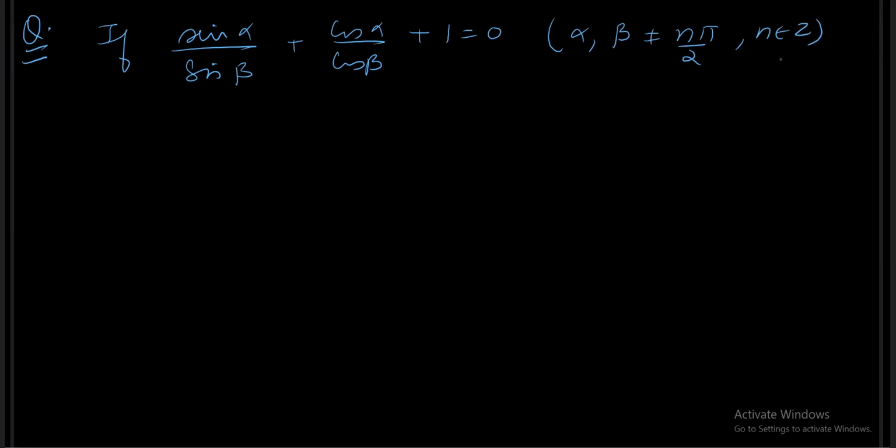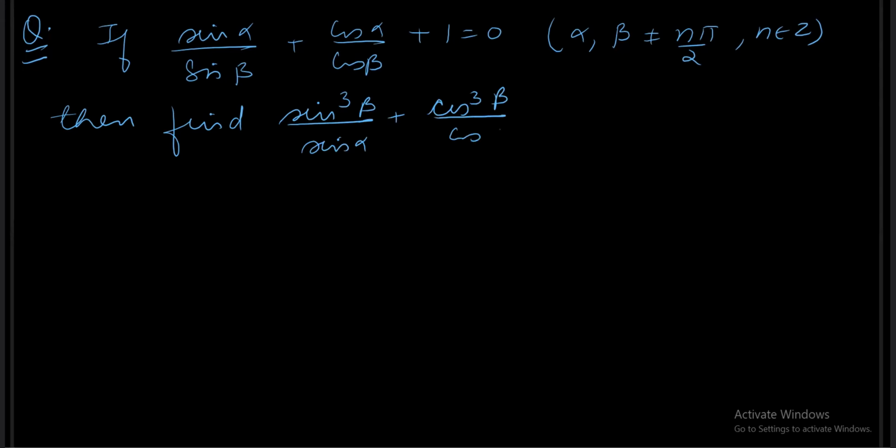Okay, sin alpha by sin beta plus cos alpha by cos beta plus 1 is 0, where alpha, beta is not equal to n pi by 2, n belongs to integer. Then find sin cube beta upon sin alpha plus cos cube beta upon cos alpha. Okay, we need to find out the value of this expression. ऐसा भी नहीं है कि उसको maximum minima चाहिए. I simply need the value of this expression.